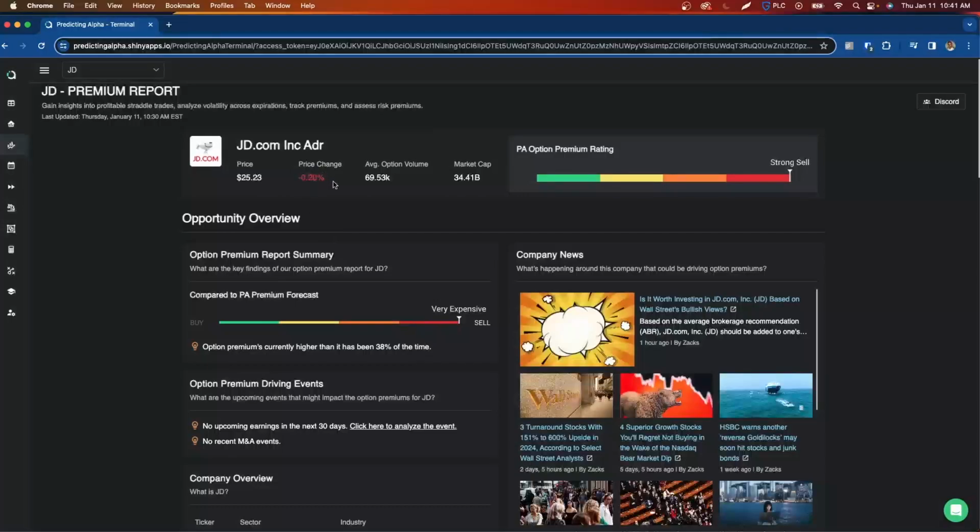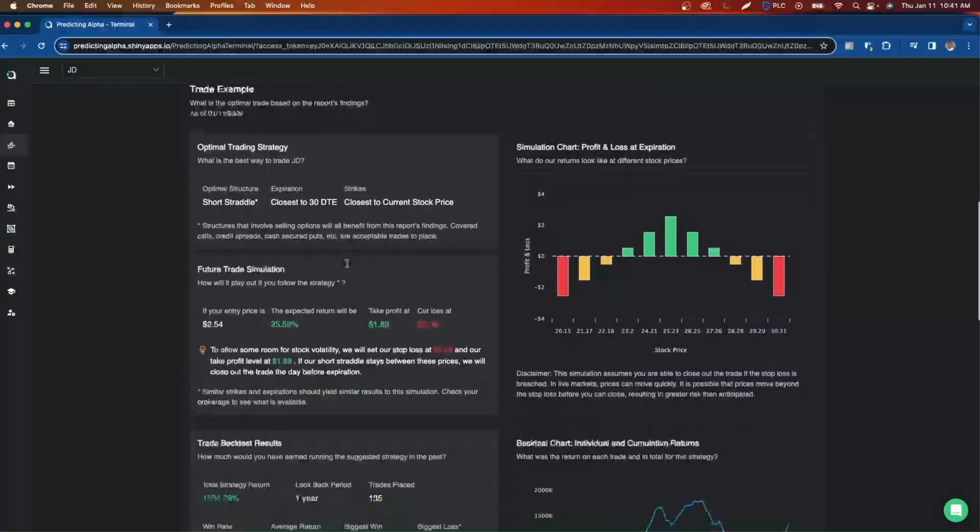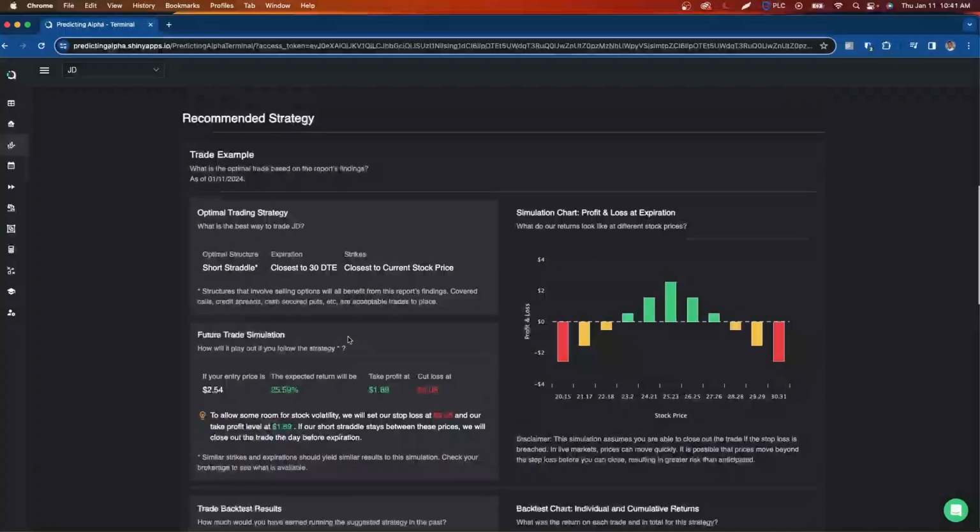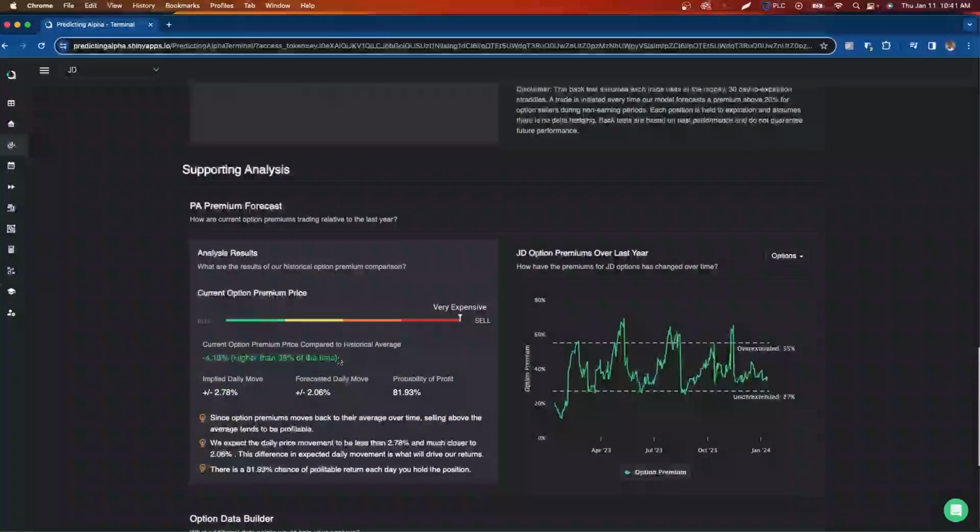Price change today is just 0.2% so far, which we'd like to see, especially given that the implied move is significantly higher than this, right? If we come down here, you can see the implied daily move is 2.78%. We're forecasting about 2% a day, and our probability of profit is sitting at about 82%.